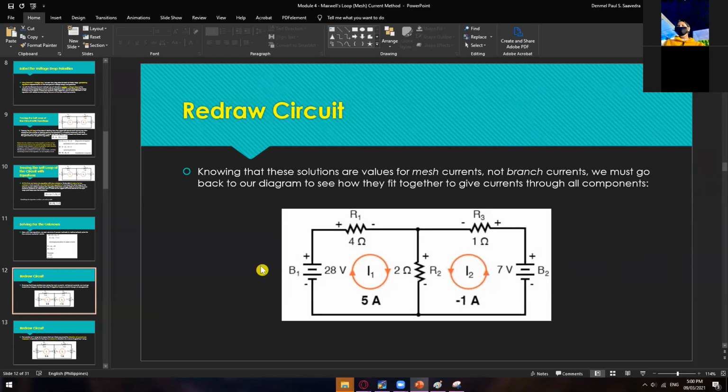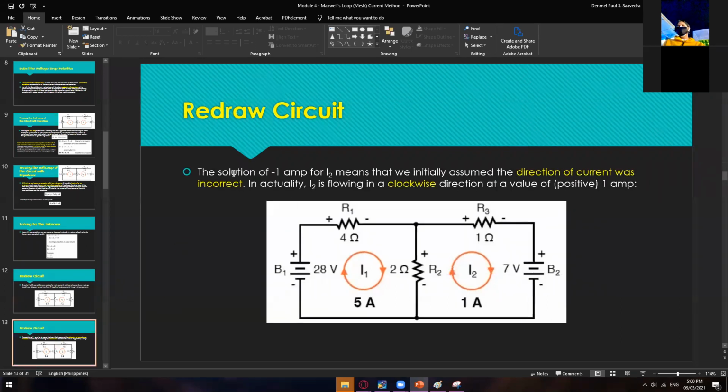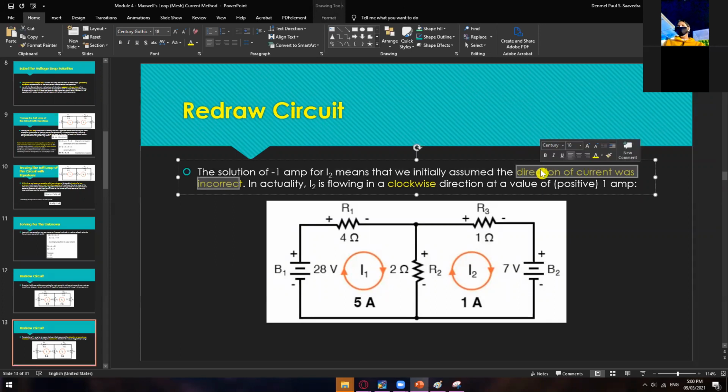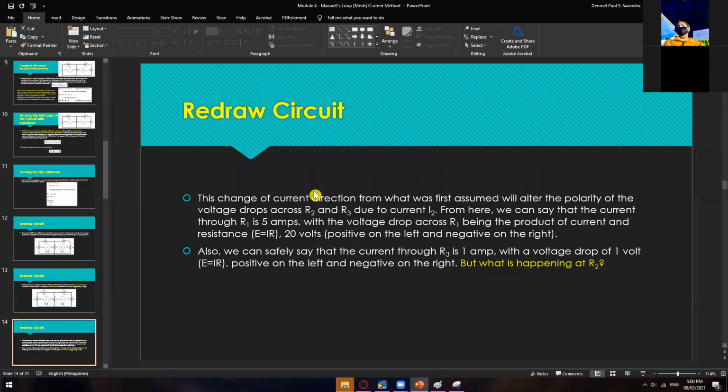And what else? The solution of negative 1 amp for I sub 2 means the initially assumed direction of current was incorrect. So the direction of the current was incorrect. So just change this one into clockwise. Change of current direction.